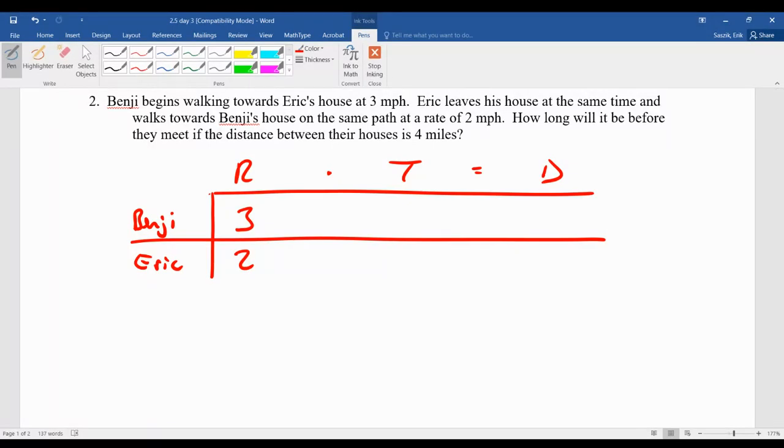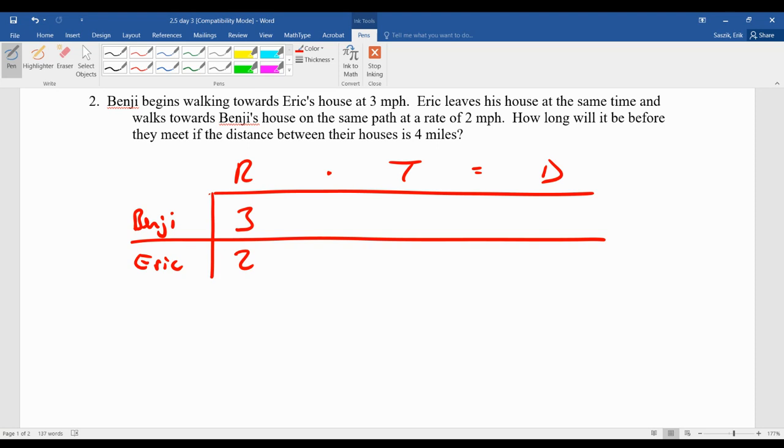So this is different, folks. In the past, we've done problems where people are leaving from the same spot and going in the same direction. These two gentlemen here are leaving from different locations and they're walking towards each other. So this is a little bit different. Now they're leaving at the same time, okay? And they're going to meet. So if they leave at the same time, how much time is it going to take for them to meet?